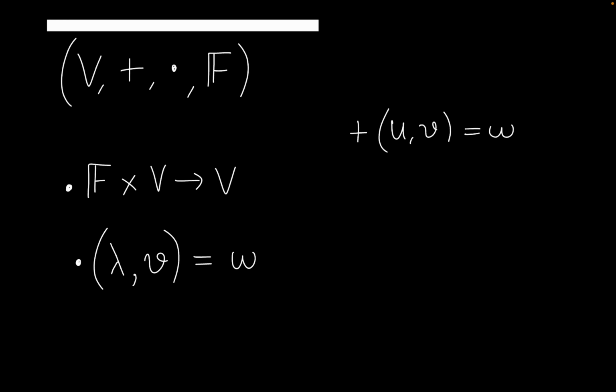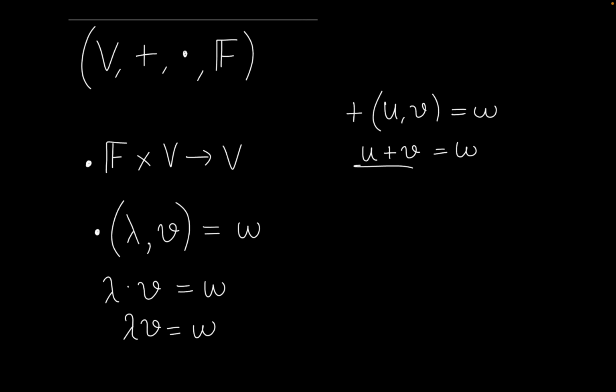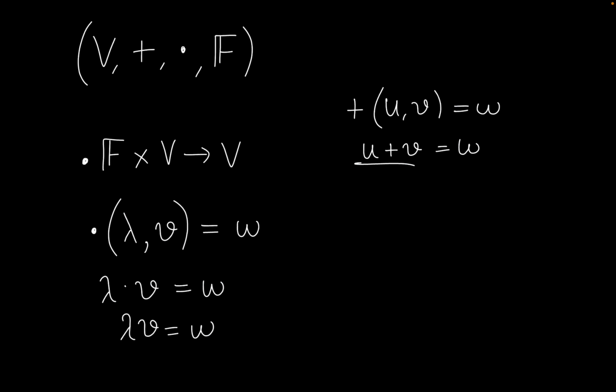Typically, you would not write binary operations like this. You would write them with the function in the center. So u plus v is equal to w is typically how we denote addition. And lambda dot v, or even written more succinctly, we write lambda v is equal to w. But anyway, hopefully this should all be a review to you.